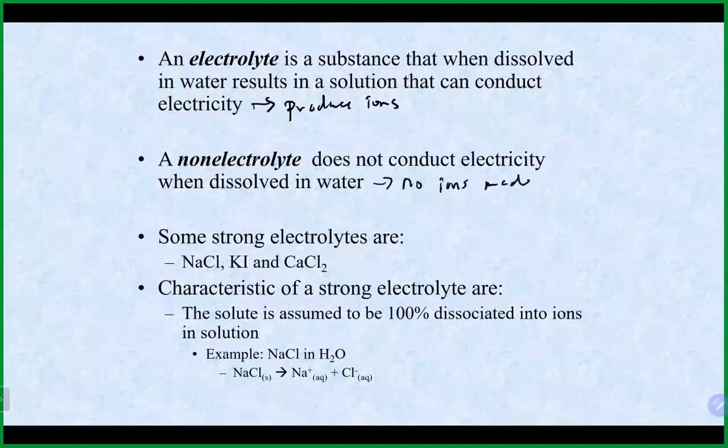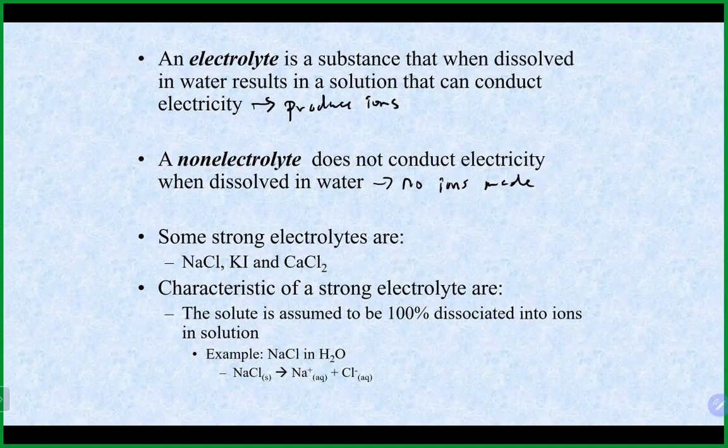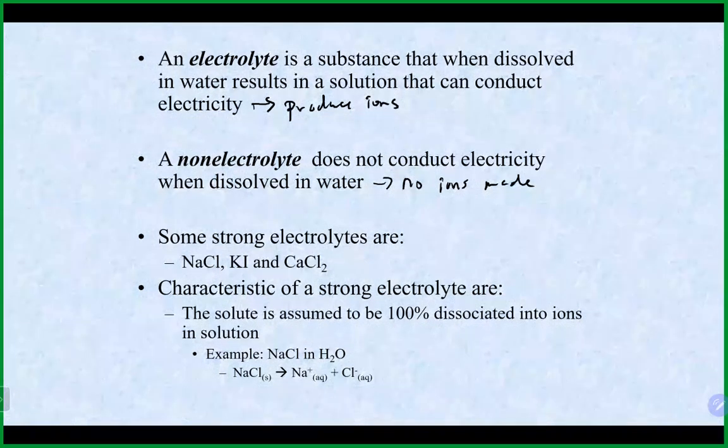So there are a couple of different types of electrolytes. A strong electrolyte: a lot of ionic compounds are strong electrolytes. That means they will 100% break apart into ions in solution in water. They will not stay together.